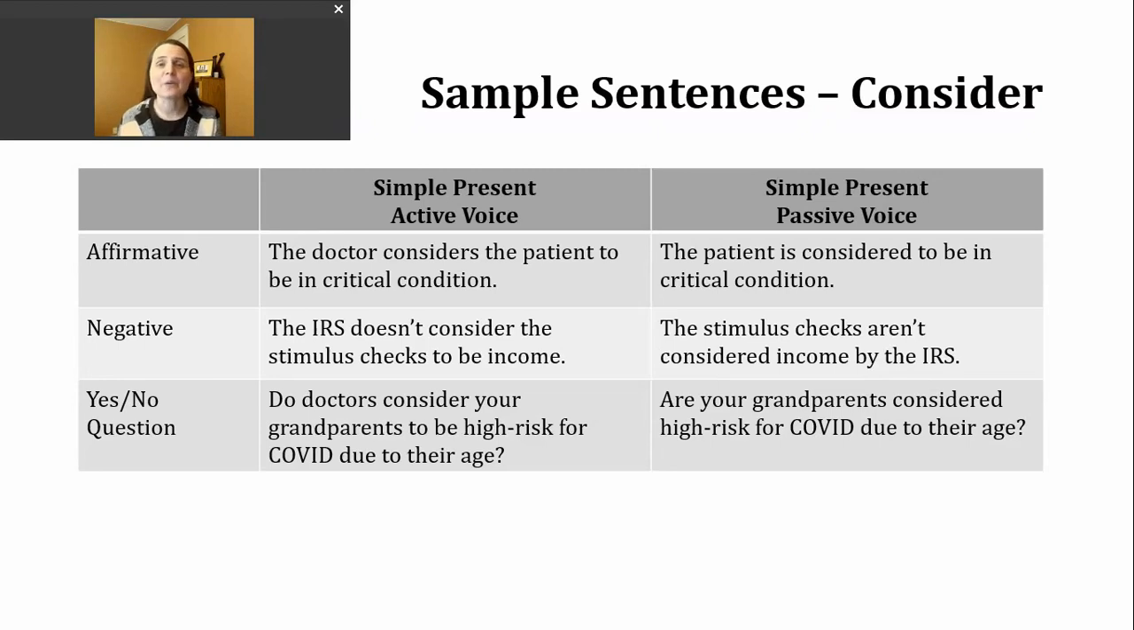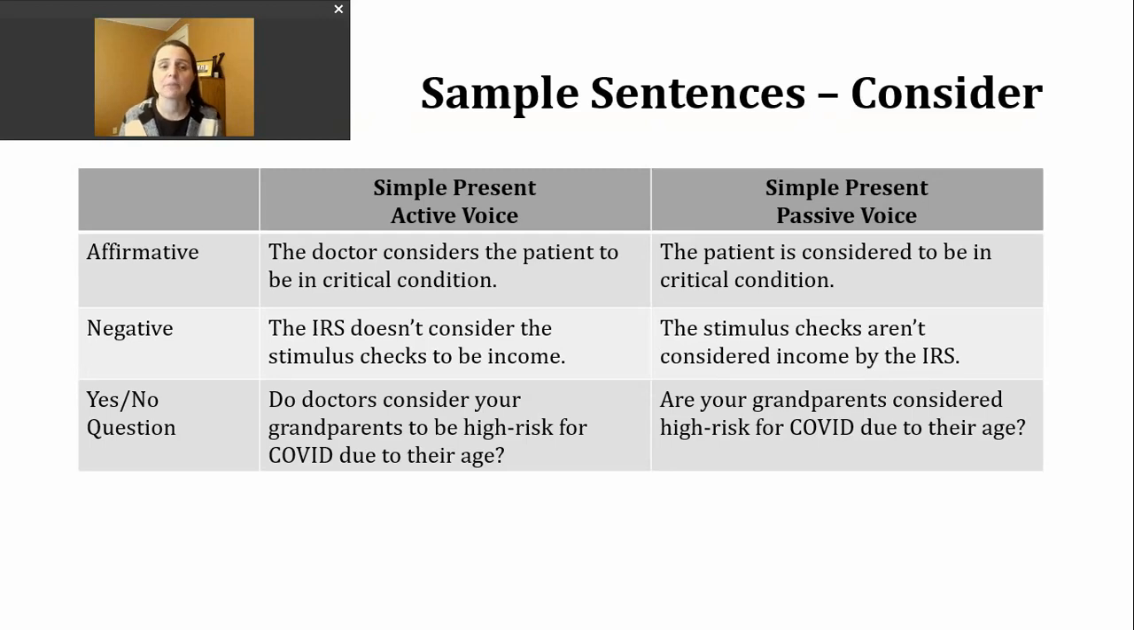Said another way, though, in the passive voice, we would say the stimulus checks aren't considered income by the IRS. Now, IRS stands for Internal Revenue Service. It is the entity or government agency that is responsible for making sure people pay their taxes and file tax returns. Now, if I want to make a yes or no question in the active voice in the simple present, I'm going to start with do or does. Then I'll have my subject and then the base verb.